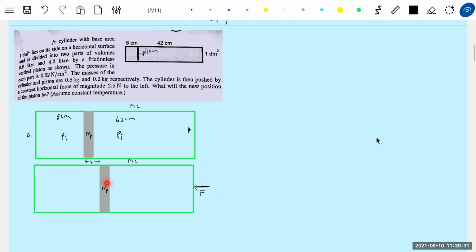Then the piston should also move along with the container. Therefore, the pressure on this side should be greater than the pressure on the left part. So, the pressure in the right part, let it be PR, and in the left part, PL. And now, assume temperature to be constant, he himself is mentioning.